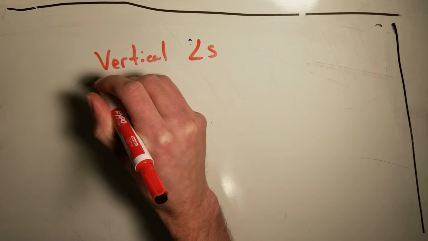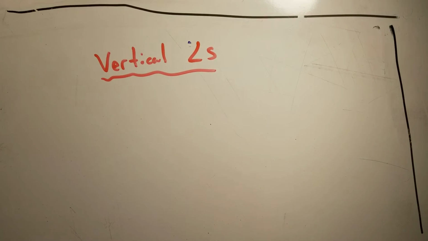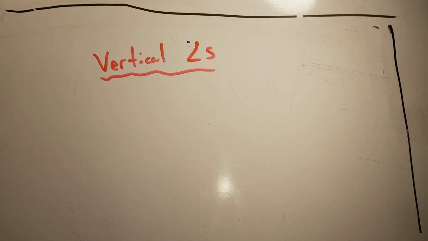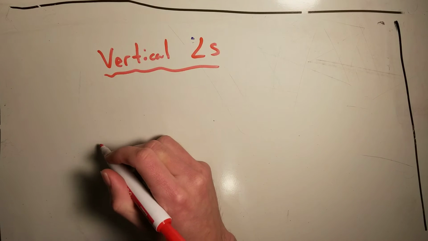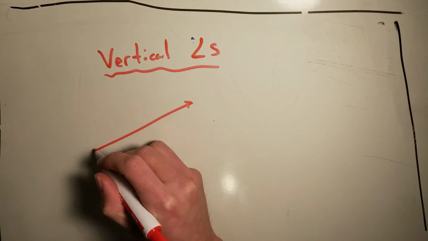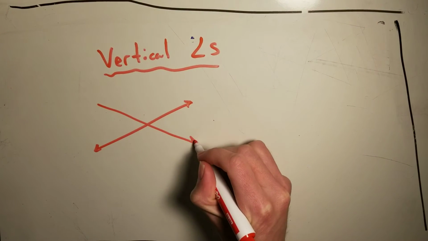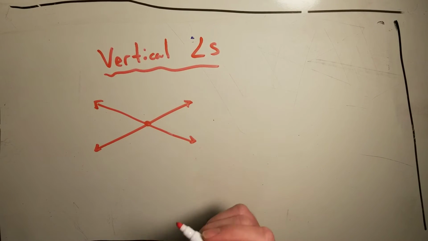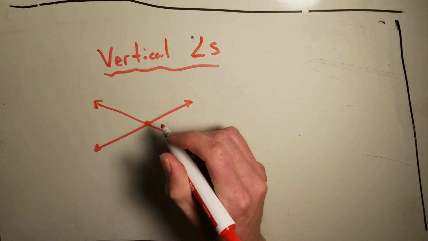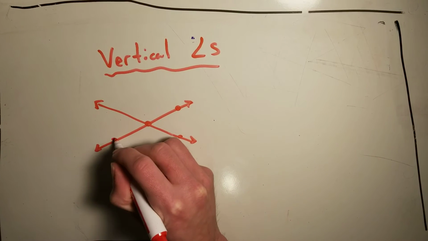So vertical angles are opposite angles that share a vertex, and they are generally formed by the intersection of two lines. Could be like two rays that intersect or two segments, but they need to intersect in a way like this. So we'll use two lines where we form four angles here. And we'll use our normal notation here.